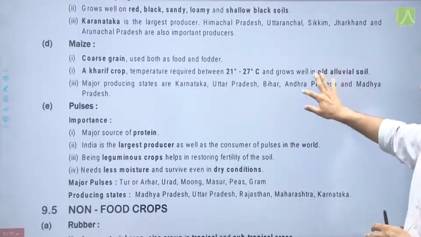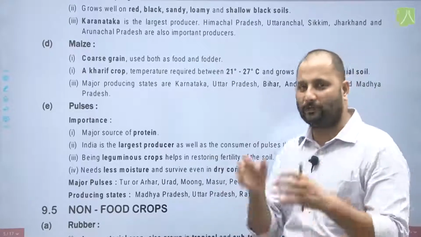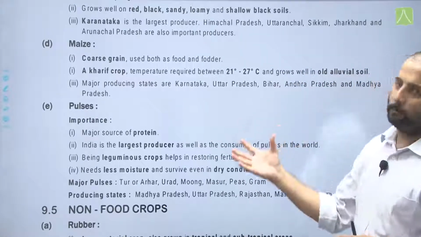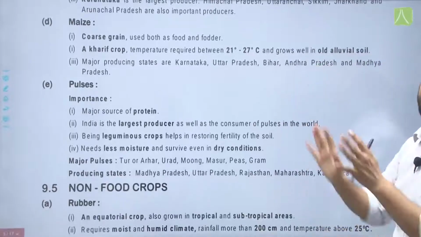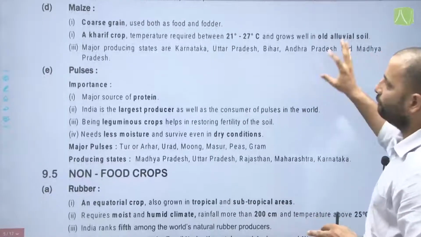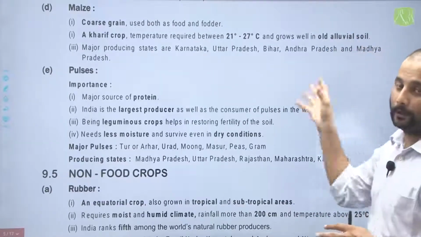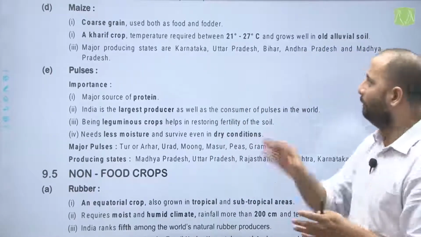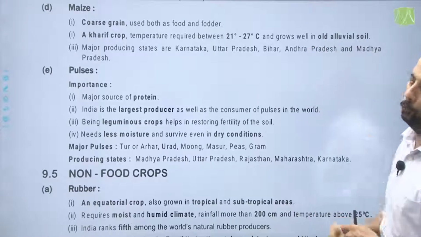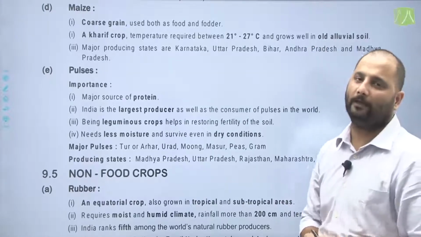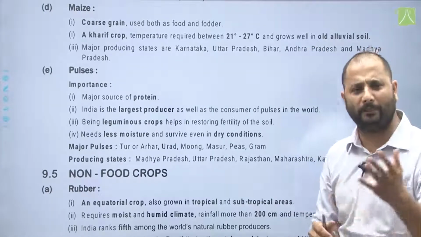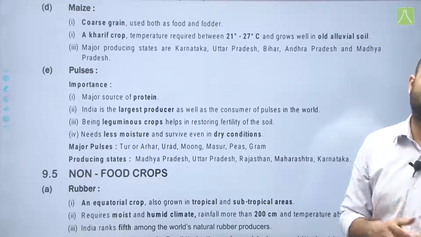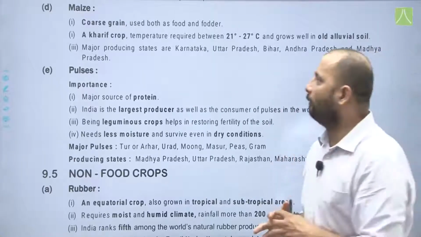Next is maize, again a coarse grain, used both as food and fodder. It is a Kharif crop, the temperature required is between 21° to 27°, and it grows well in old alluvial soil. Now you can pause this and tell the name for this old alluvial soil in the comment section, and I can give you a hint. It was mentioned in the first chapter of class 10th and also in the second chapter of geography in class 9th.